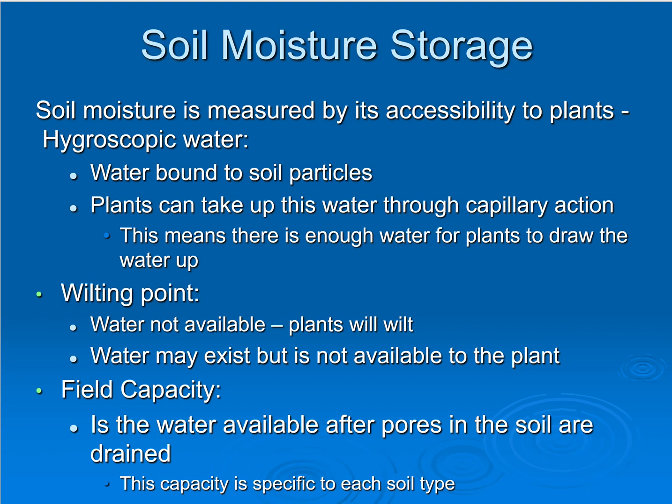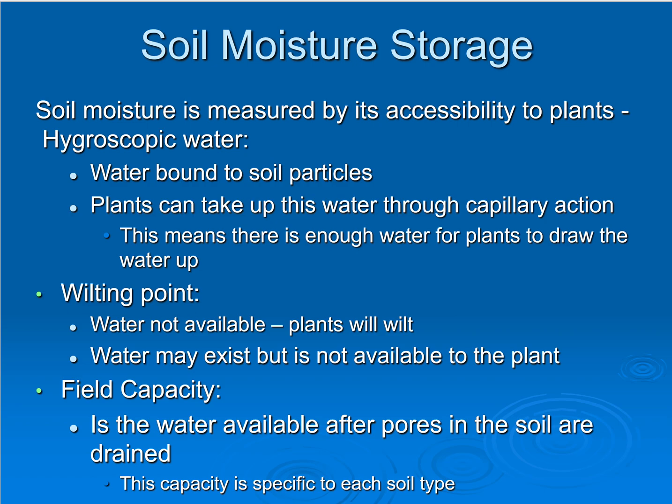With soil moisture storage, then, what is being recognized or measured is the accessibility of soil water to the plants themselves. If you've got hygroscopic water, then we've got water which is bound to the soil particles. This is physically attached to soil particles. If you've got that much water or more, then there's enough water for the plants to be able to take that water up through capillary action and use that water from the soil.